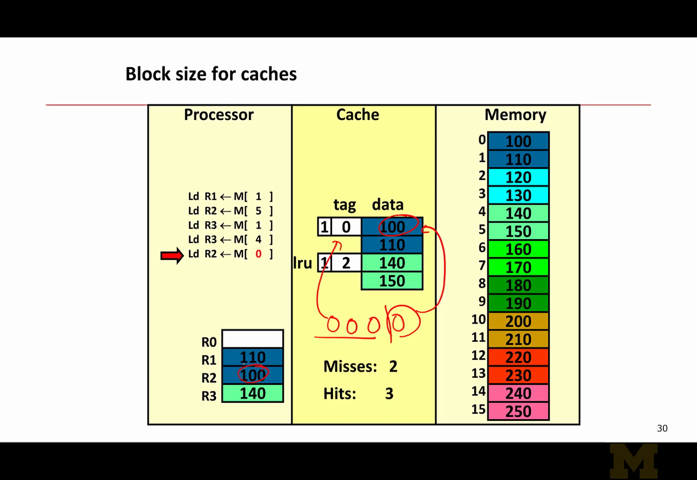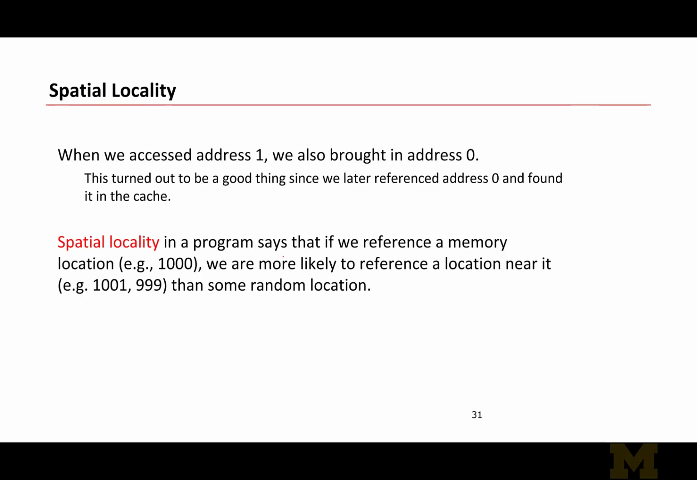Now the reason why I enjoyed a hit for the address 4 and address 0 is not because I had accessed it before. If that was the case, then I would say I'm enjoying temporal locality. But in this case, 4 and 0 were not accessed before, so the form of locality that I'm exploiting is a bit different. We're going to define a new form of locality called spatial locality. What is spatial locality? It says that if you reference a memory location, let's say 1000, then you're more likely to reference a location that is near it.